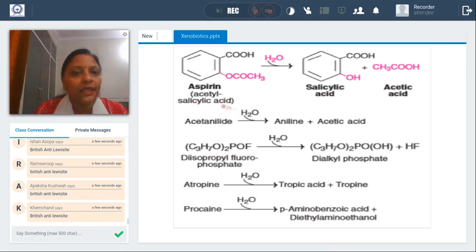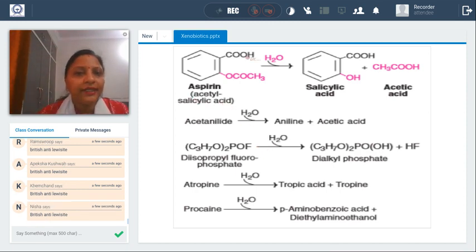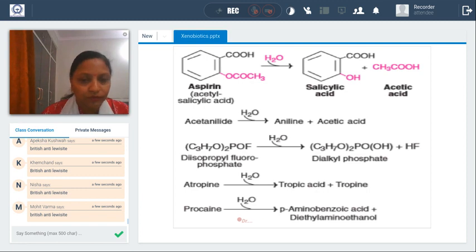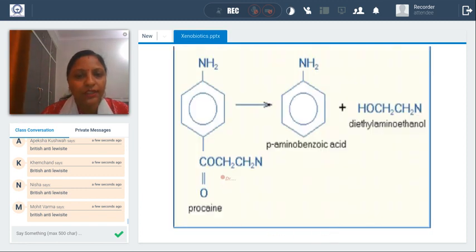So this is aspirin, acetyl salicylic acid, you all know, which by the addition of H2O converts into salicylic acid and acetic acid. Likewise, acetanilide with H2O gives aniline plus acetic acid. Then diisopropyl fluorophosphate with addition of H2O converts into dialkyl phosphate. Atropine converts into tropic acid and tropane, and procaine is converted into para-aminobenzoic acid and diethylaminoethanol with the addition of water, or H2O. This is the reaction.